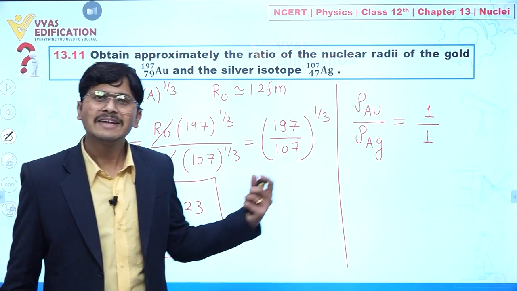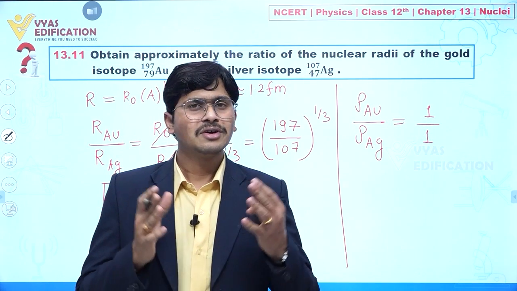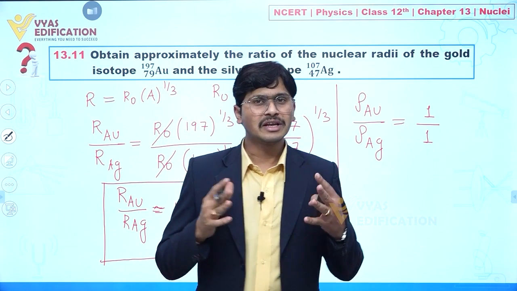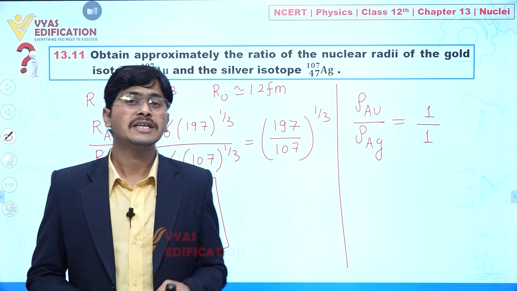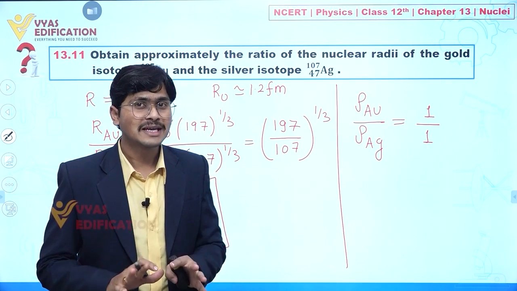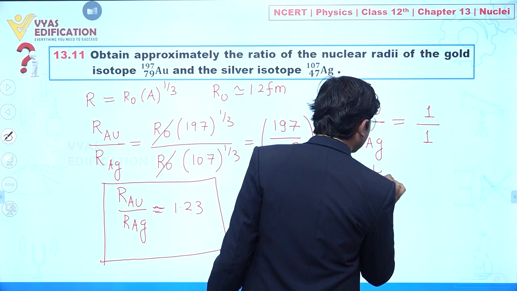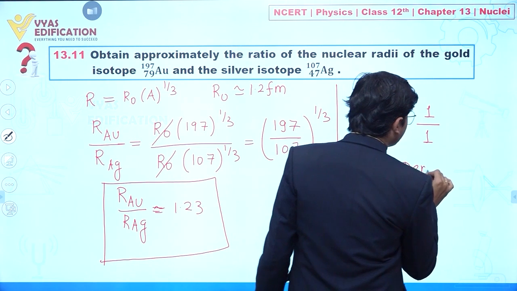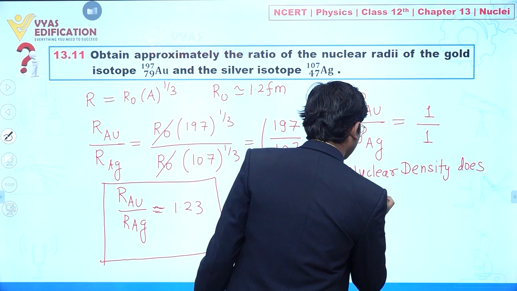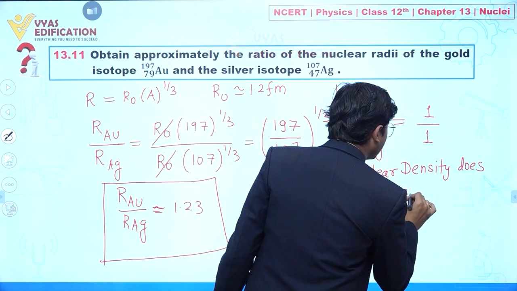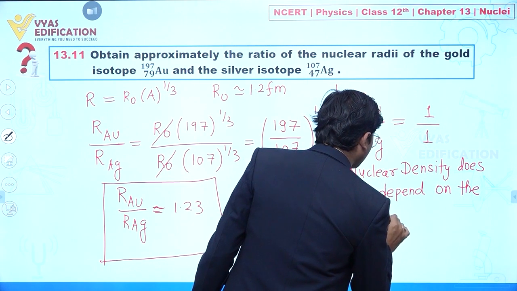Definitely we have a derivation of this question also, but directly you have to write: if I am talking about gold nucleus or silver nucleus, always keep in mind its nuclear density always remains the same, because it does not depend on the size of nuclei. Clear? So directly keep in mind nuclear density does not depend on the size of nuclei.